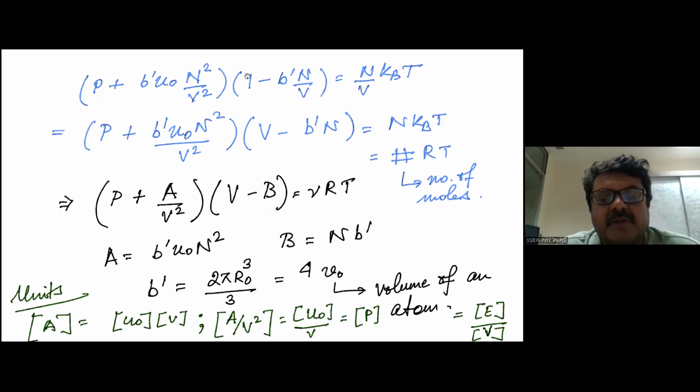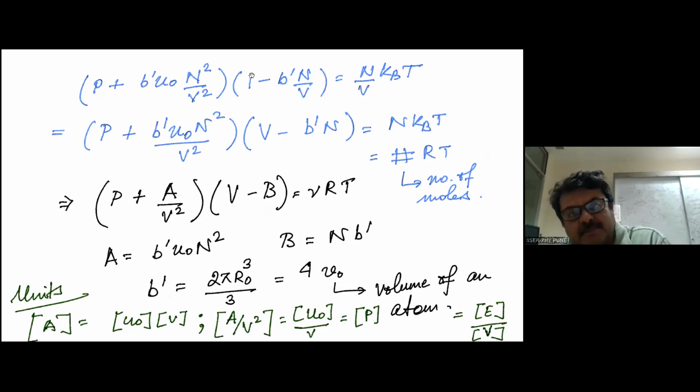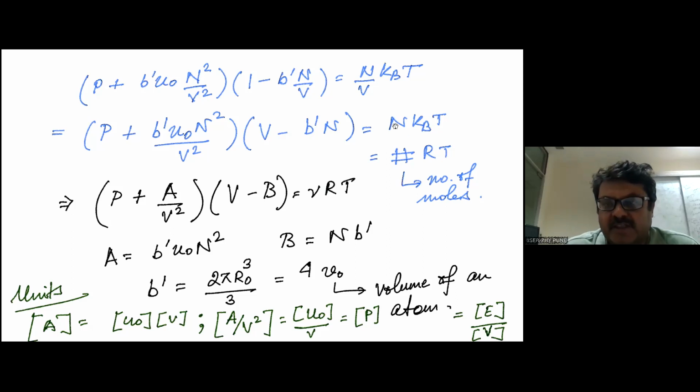So this V, now I'm taking on the left hand side of the equation and multiplying. I'm just basically multiplying V, and if you put it inside the brackets, this V will disappear and you have B dash n, and here you have nkbt, and this is the number of moles into RT, if you like. So this you can write as n divided by Na into Na, and Na into Kb is R, right? So you have number of moles into RT.